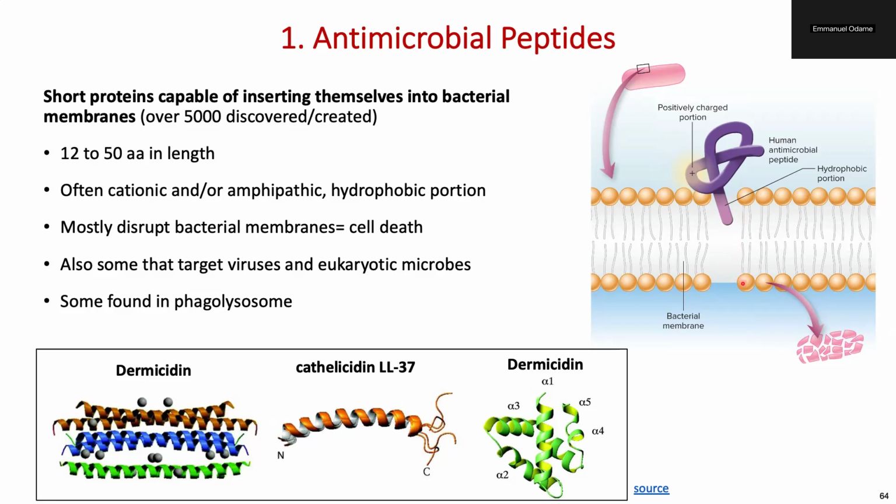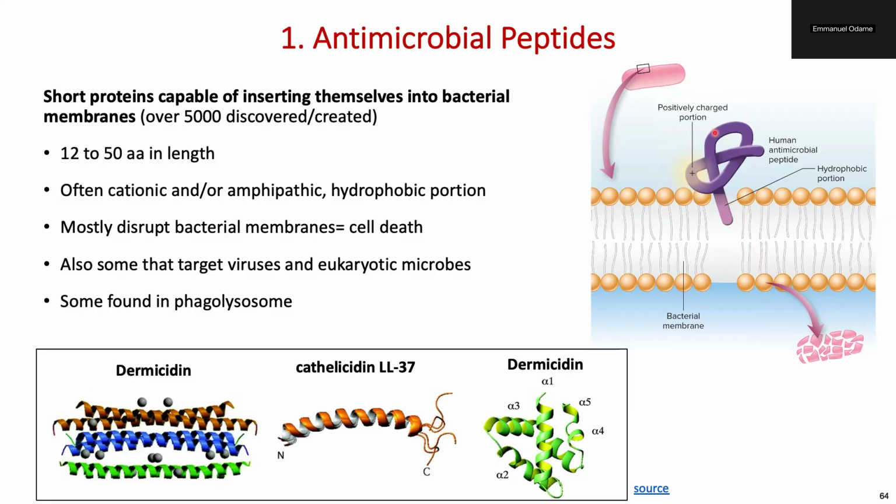So you have them here, they come in, disrupt the bacterial cell membrane, leading to bacterial cell death. We also have some that target viruses and also eukaryotic microbes. They are mostly present in phagolysosomes. So we discussed earlier that the lysosome will secrete a lot of microbial peptides or proteins just to help degrade the bacteria.